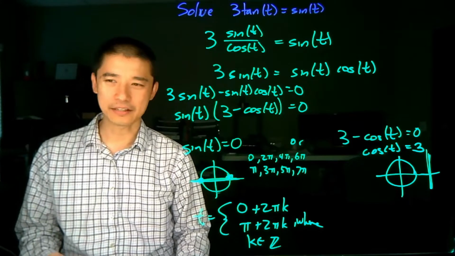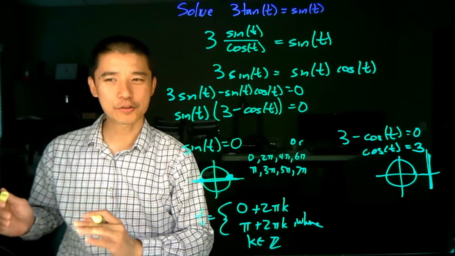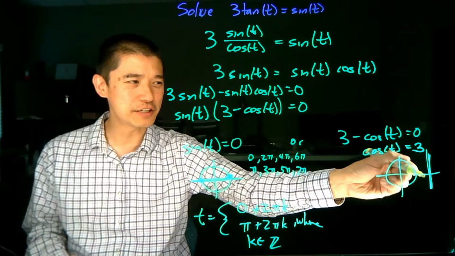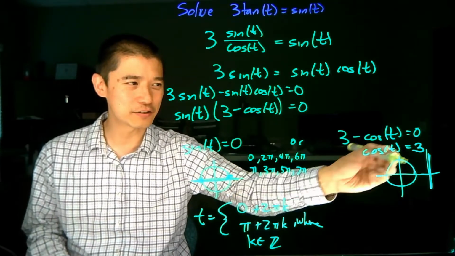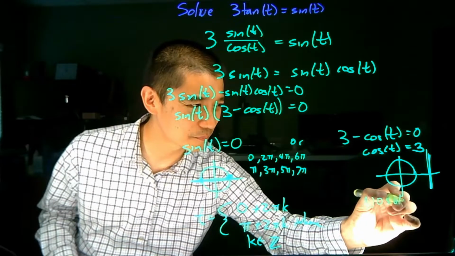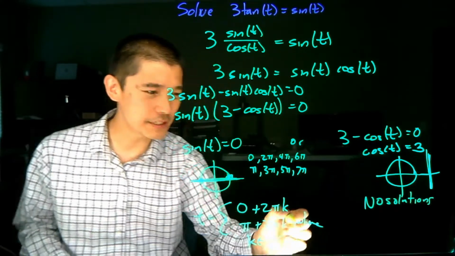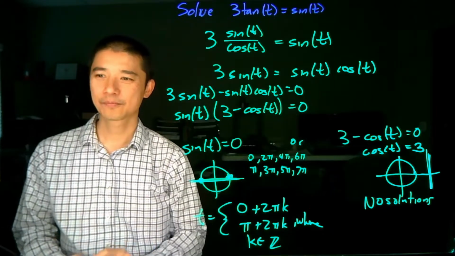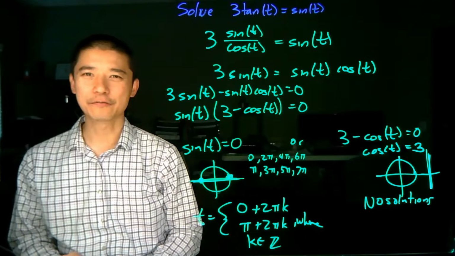What does that mean? That means that there are no solutions. No values of t will get you a point that is the intersection between this line and that circle. So there are no solutions from this part, which means that all your solutions are down here. And this is another example of using factoring to solve.